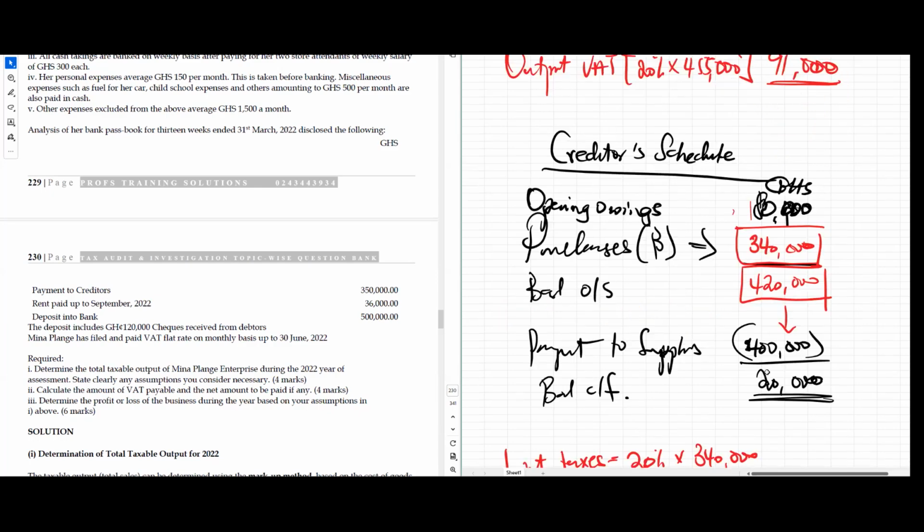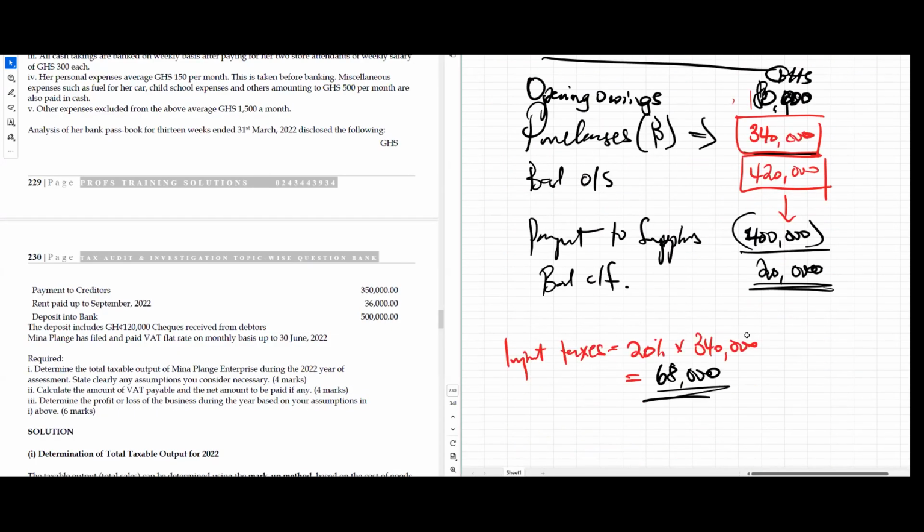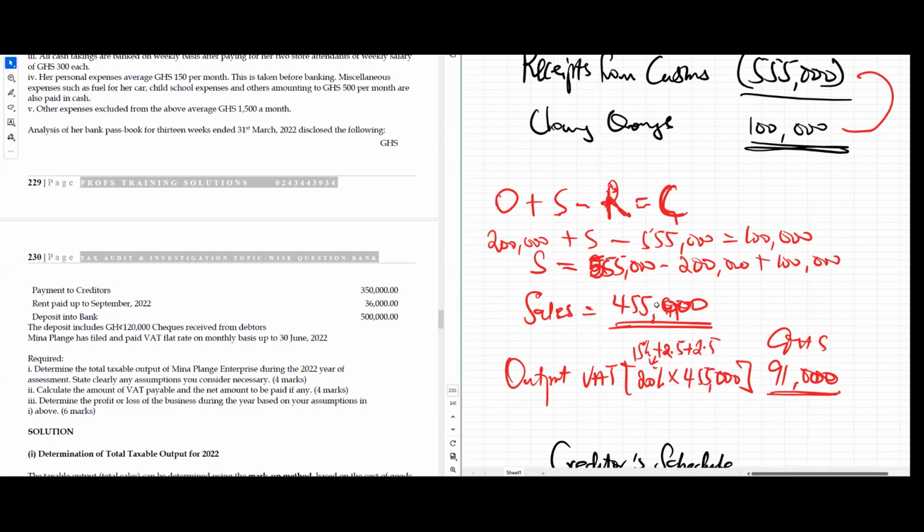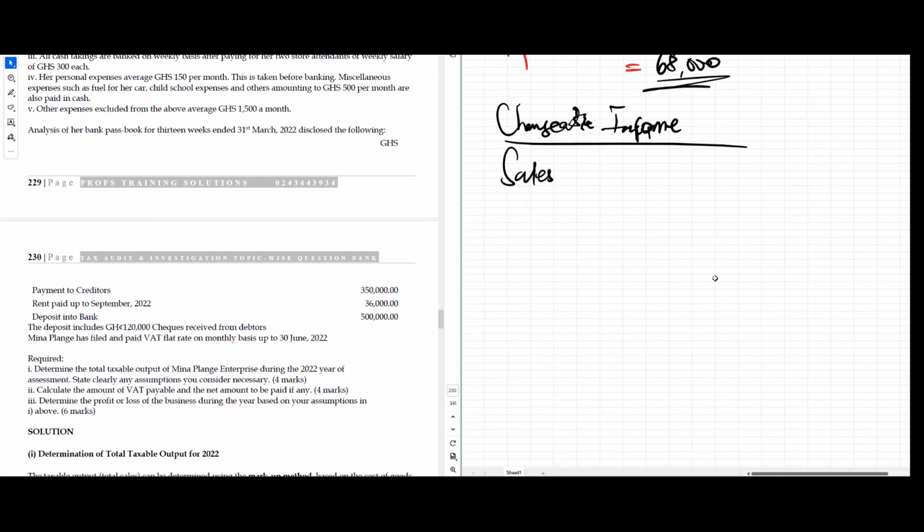So now we are not done. This is the indirect tax side. But then let's go and get other taxes. First of all, let's get his chargeable income for the year. The profit he has declared, we will ignore and deal with the one from our recomputation, right? So chargeable income, we start with sales. We had the sales to be 455,000.